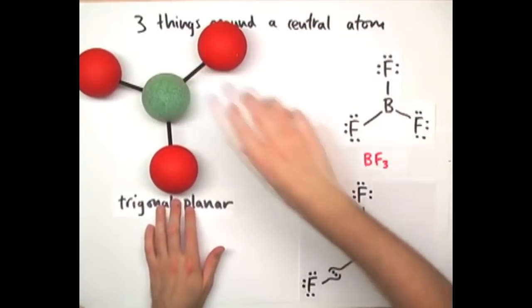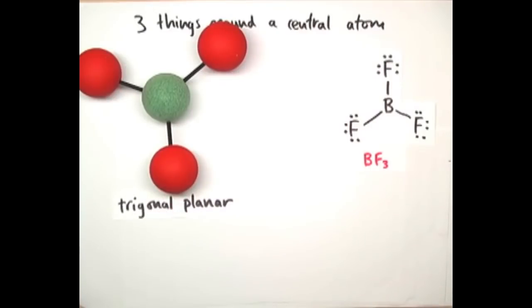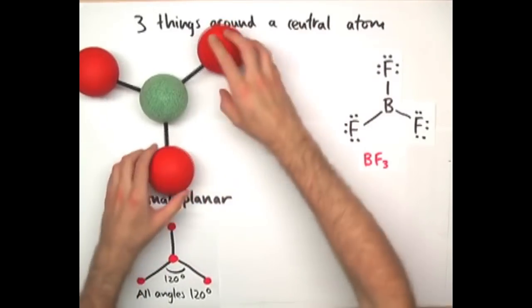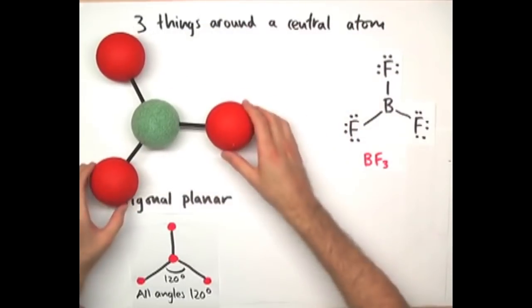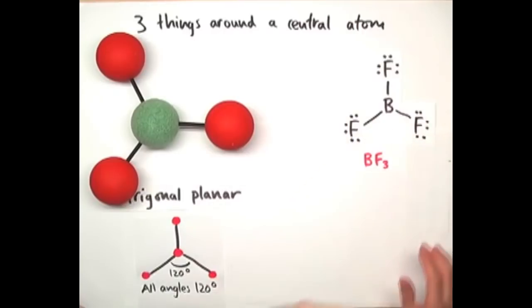Now, what are the angles between the atoms in a trigonal planar shape? They are all 120 degrees. So the angle between here and here is 120, here and here, and here and here. That is what BF3 would look like in 3 dimensions.